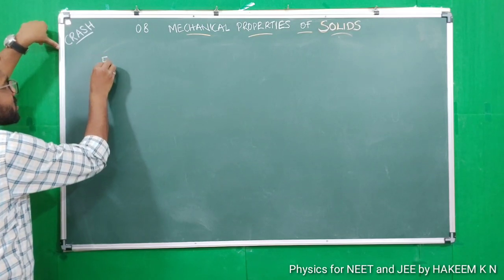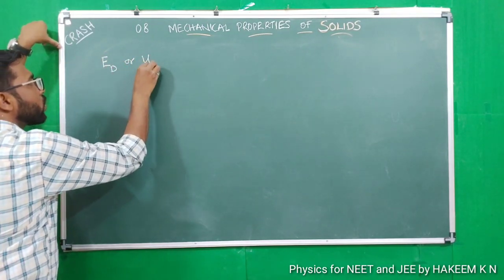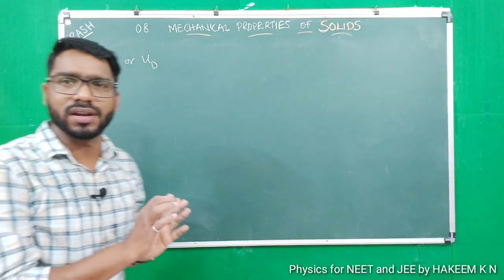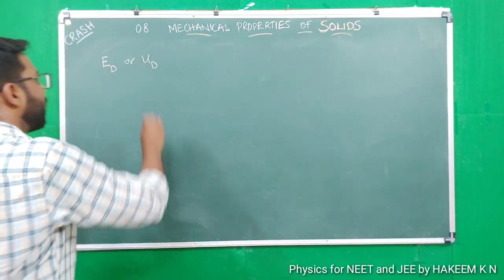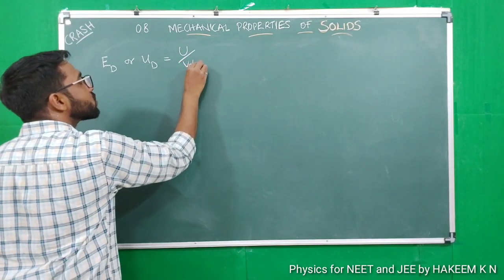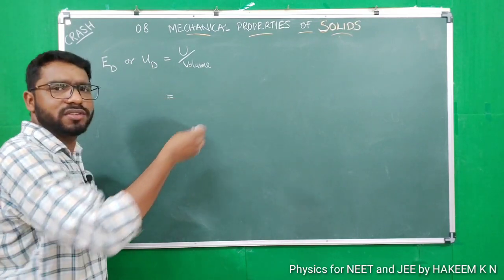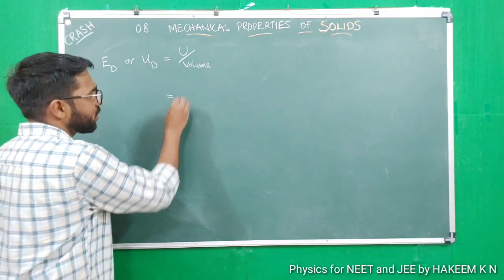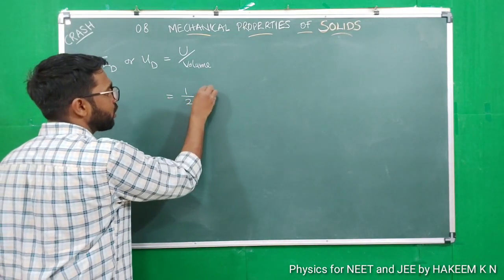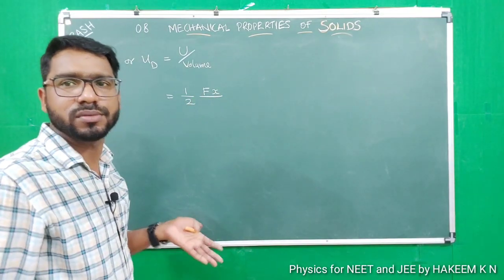What is energy density? For energy density you can give ED or UD. Just to understand energy density: energy density means energy by volume, potential energy by volume. For potential energy we studied different equations. I am taking that simplest equation, half fx, or you can use half kx square also.